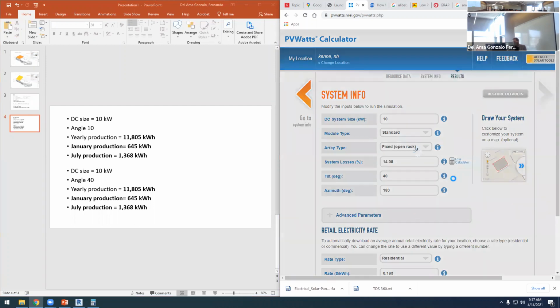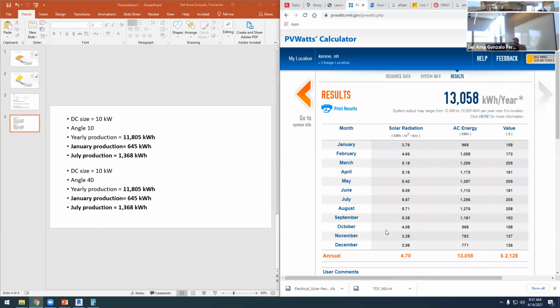So make sure that you have this green tick. Then we go here, and now we can compare. With 40, the yearly production is higher. But what about January? Even in January, it's higher. But in July, it's lower.